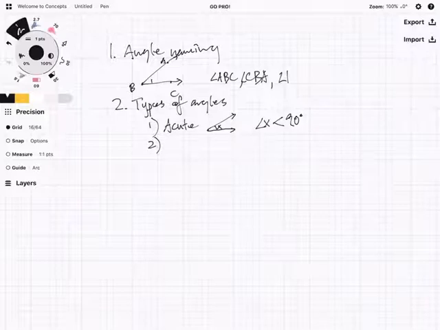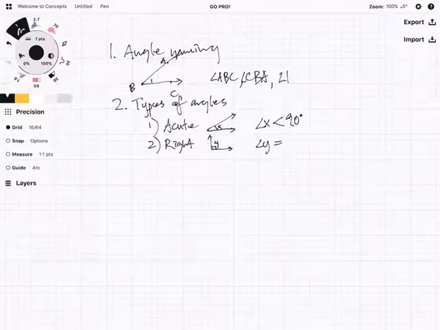Next up, we have right angles. Right here, we're going to label this right. Let's call this angle Y. So the measure of angle Y is equal to 90 degrees. And right angles are perhaps one of the most basic angles that everyone has interacted with, so this shouldn't be too hard to remember.